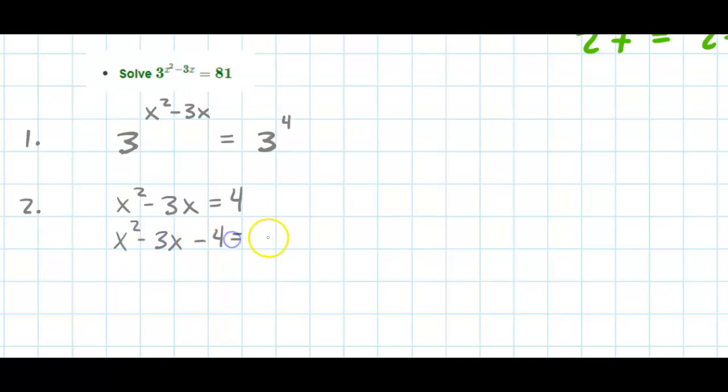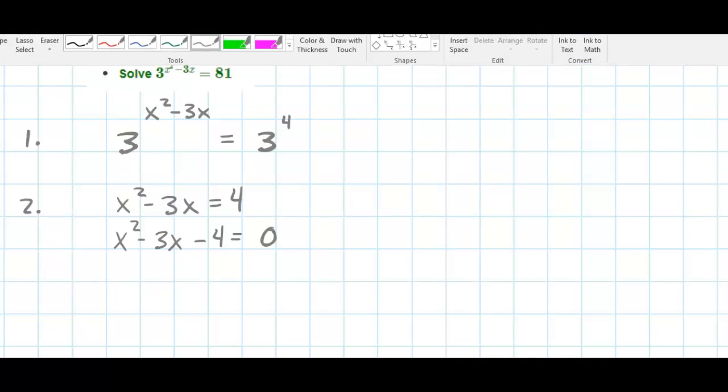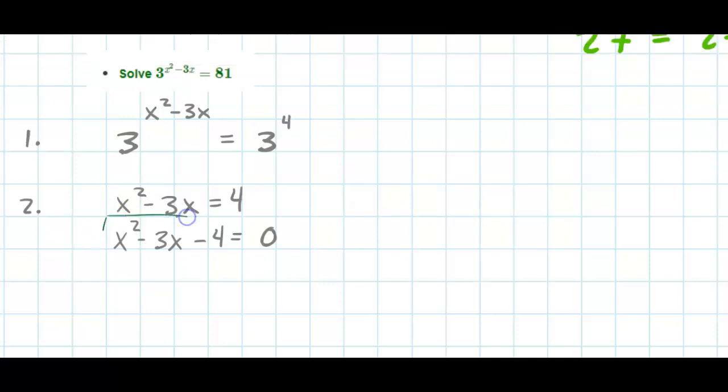And I'm going to check if factoring will reveal the solutions. So I'm going to move the 4 to the same side as all the other terms. And as we know, to factor, we're going to multiply a times c, 1 times negative 4. Find the factors. Choose the 2 that add up to get the b term, which in this case is negative 3. So 1 minus 4 will equal negative 3.